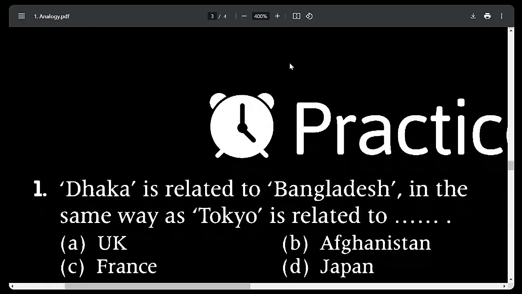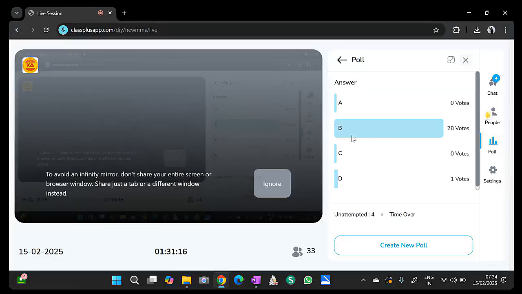Okay, all of you try this question. Dhaka is related to Bangladesh in the same way as Tokyo is related to dash. Now I'm not creating a poll. I want you to raise a hand and explain the relation. Dhaka is related to Bangladesh in the same way as Tokyo is related to dash. If you are interested in saying the answer, raise a hand.